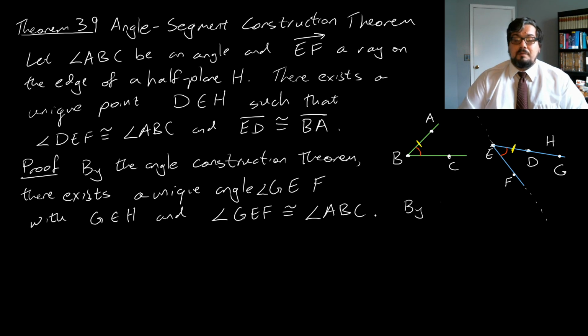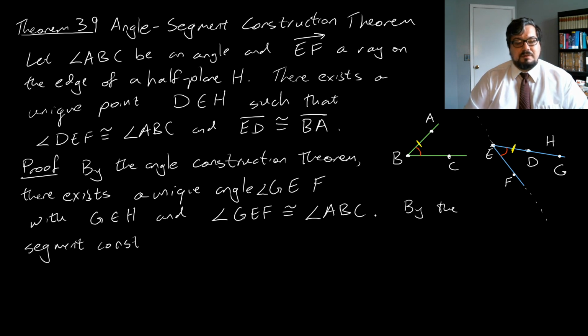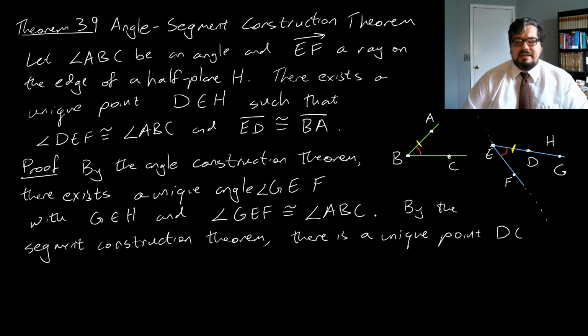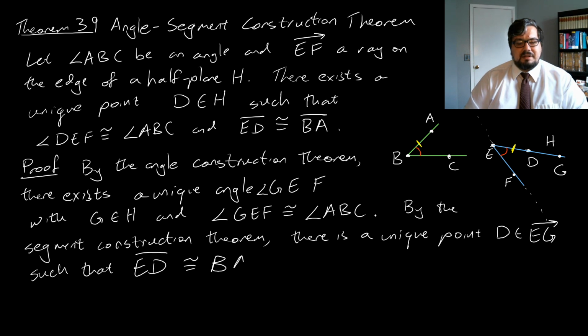But now, by the segment construction theorem, there is a unique point D in the ray EG such that the segment DE is congruent to the segment AB, or I think I've got that backwards from how I wrote it down before, yes, such that the segment ED is congruent to the segment BA.